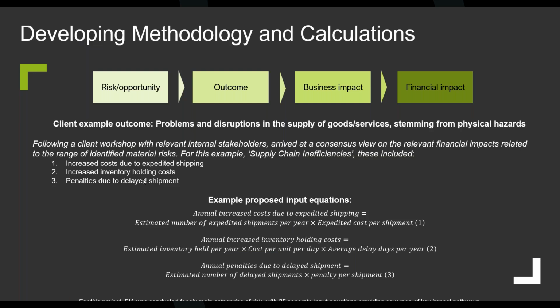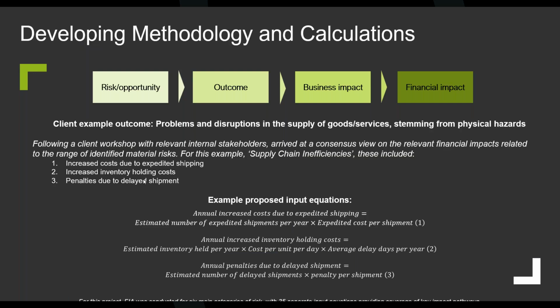And remember, I've provided a very simple example from the exercise. The full exercise itself looked at 6 different categories of risks with 35 different input equations as well. But if you look at these pathways, we've got 3 of these: increased cost due to expedited shipping, increased inventory holding costs, and penalties due to delayed shipments. So these were all salient for the client.